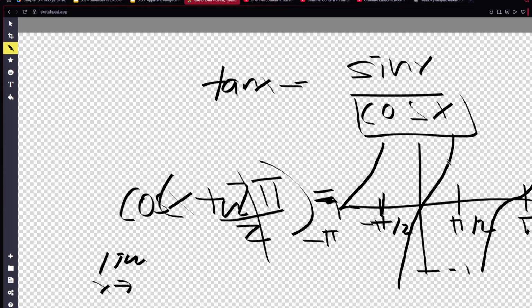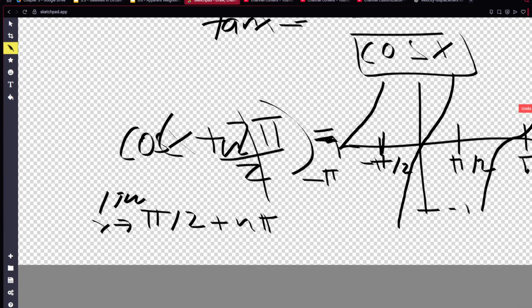I see that term in the Clad's conjecture. I guess it would be n pi over 2. No, that wouldn't work. I guess it would be pi over 2 plus n pi. Then tan x will go to infinity.